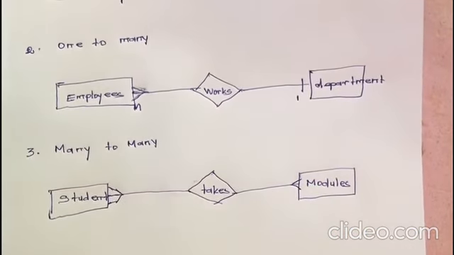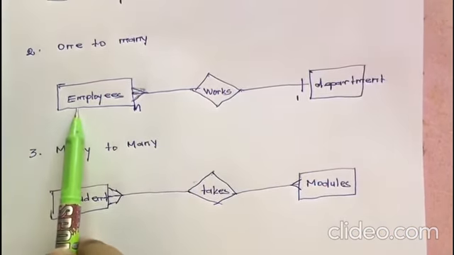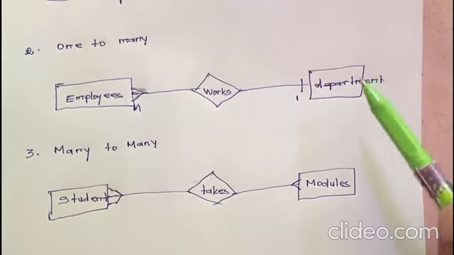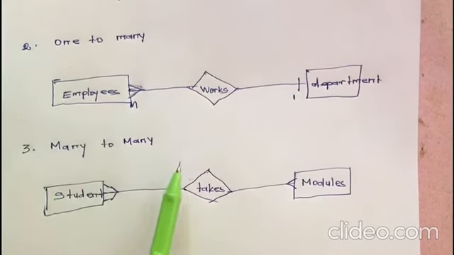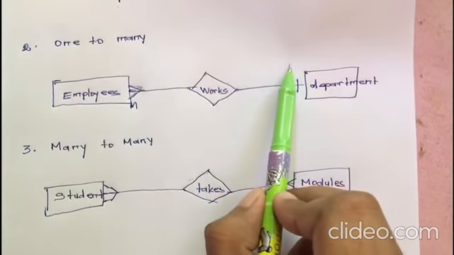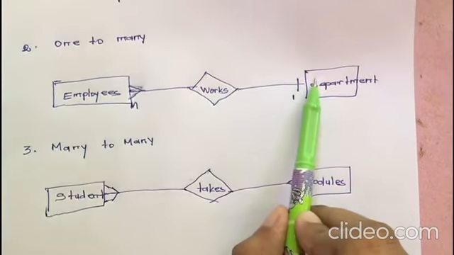And next, one-to-many relationship. Employee works in a department. The employee can only work in one department at a time, but one department can have several employees at a time. So employee has a many-to-one relationship with department.